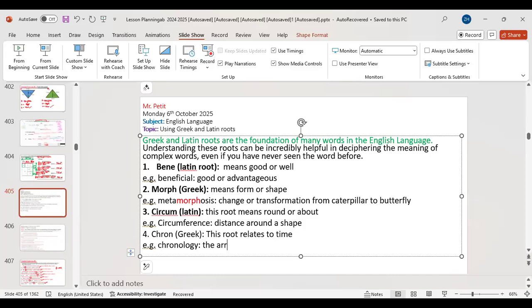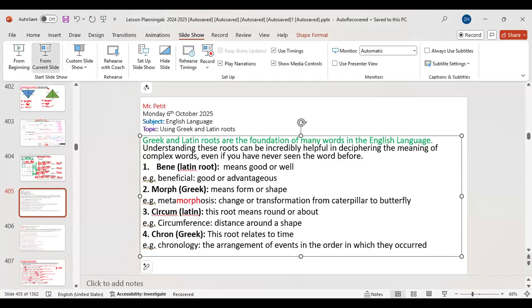So this is the arrangement of events in the order in which they occurred. That's what I mean by chronology. You could say chronicle. Yes, chronicles. Very good. Chronic. Chronic illness, very good.